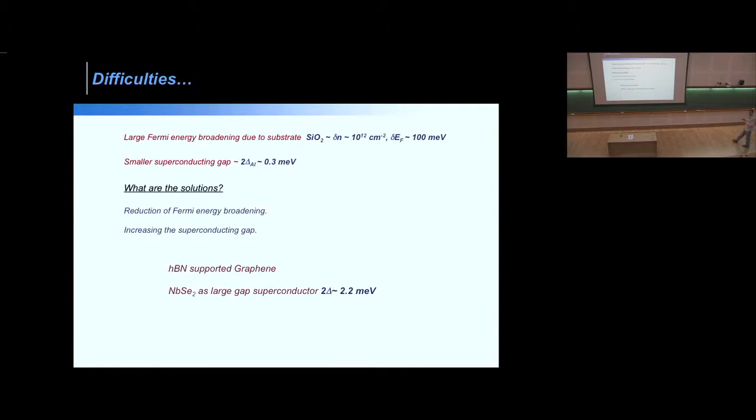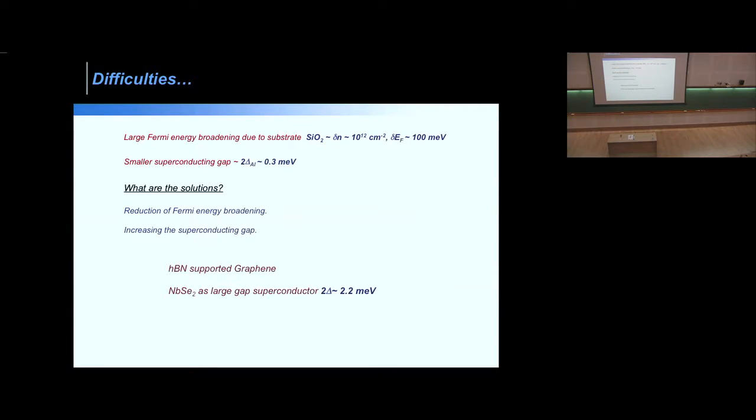Okay. So what are the difficulties? Why has it not been seen, the specular and retro to non-retro type reflection? The main problem is the inhomogeneity of the substrate. As you know, graphene on a substrate has a Fermi energy broadening of hundreds of meV. And the conventional superconductor like aluminum has a gap of 0.3 meV. And everything happens close to the superconductor gap. So that's the reason it's like a smearing effect, and nobody has seen this kind of thing.